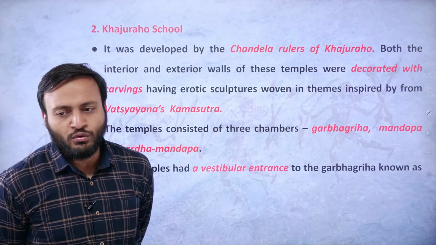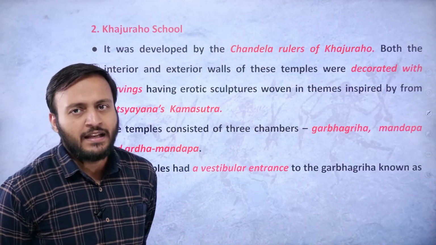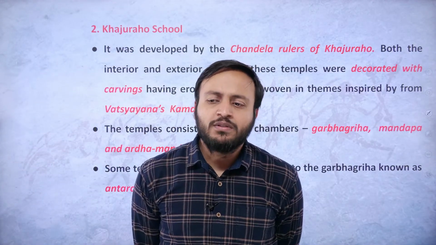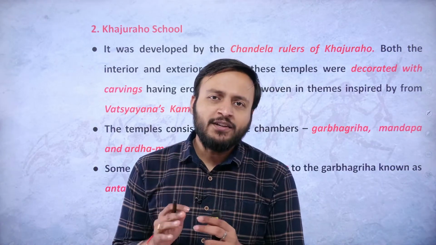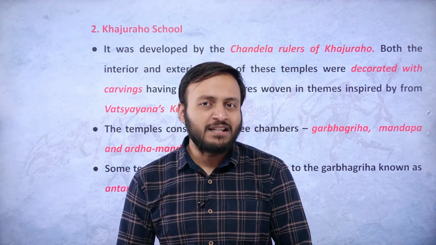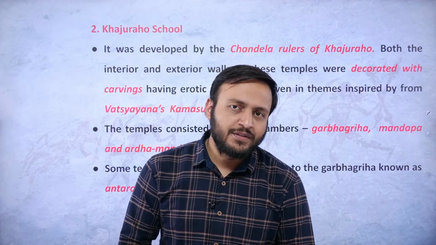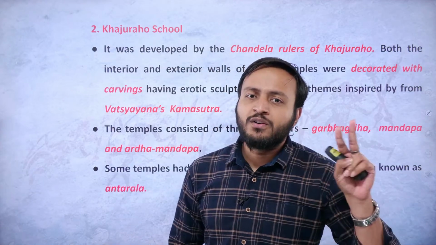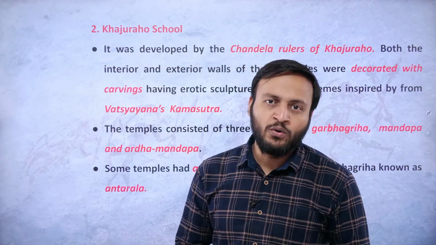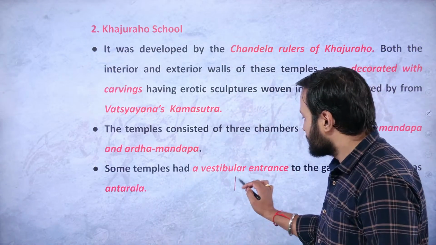Now the Khajuraho school, the second most important style of Nagar style. Here let me tell you, in the Khajuraho school of Nagar style, the most prominent dynasty which built these temples was the Chandela dynasty, and the Chandelas had constructed two different groups of temples in Khajuraho. Which are those two different groups of temples?